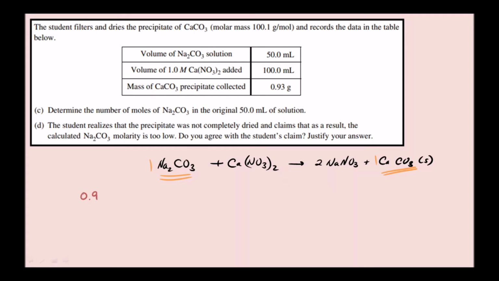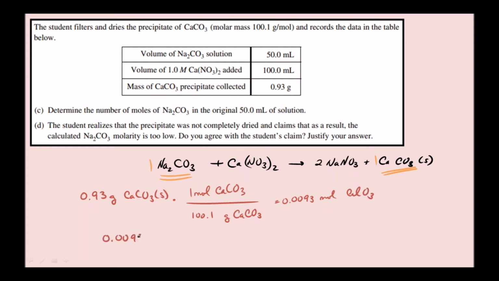So the precipitate was 0.93 grams calcium carbonate solid. They give us the molar mass of calcium carbonate, so we simply convert that to moles calcium carbonate by using 100.1 grams per mole. And then that will give us 0.0093 moles calcium carbonate. And we convert that to moles sodium carbonate using the 1-to-1 molar relationship of sodium carbonate to calcium carbonate.